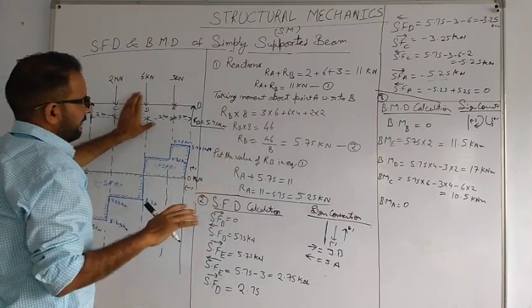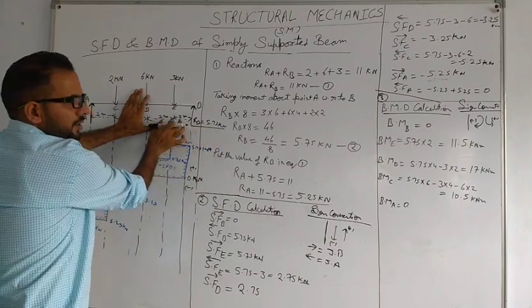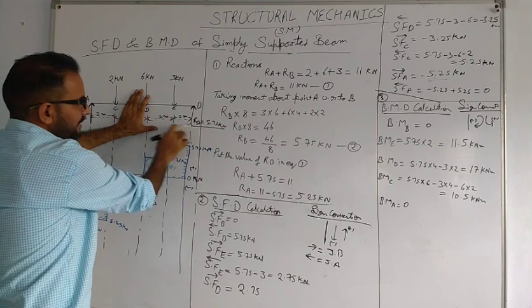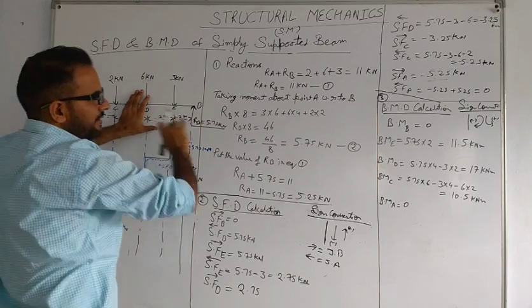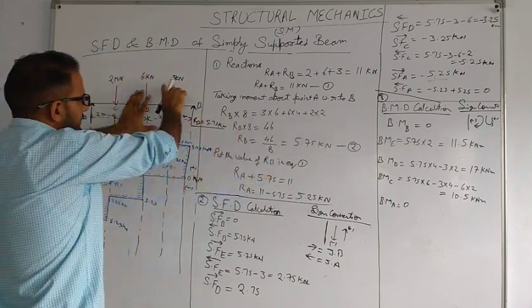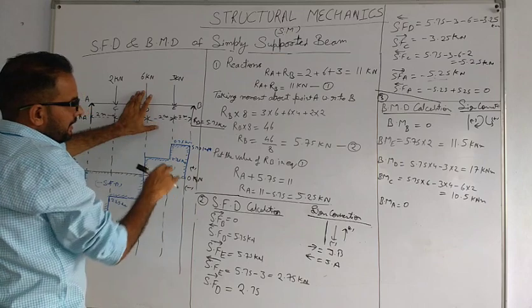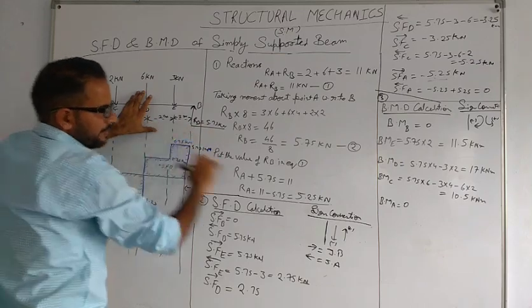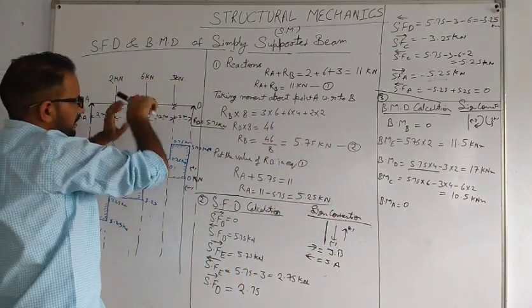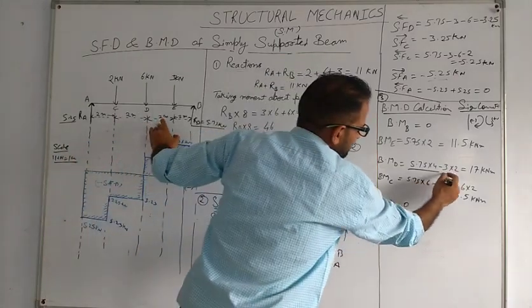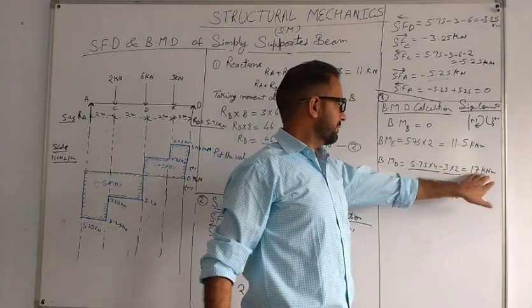Now bending moment at point D. Now consider this 5.75 and the distance is 4. 5.75 into 4 is showing moment in the anti-clockwise direction, and now the 3 kN is taking moment in the clockwise direction. So we have taken 5.75 into 4, minus 3 into 2 meter, which is 17 kNm. The unit of bending moment is kNm.